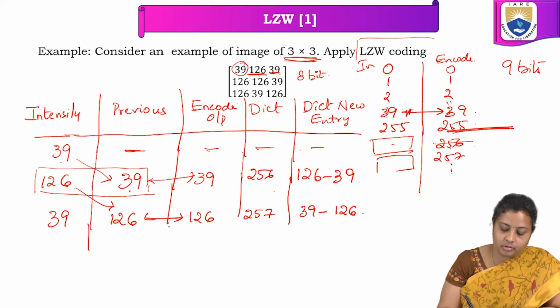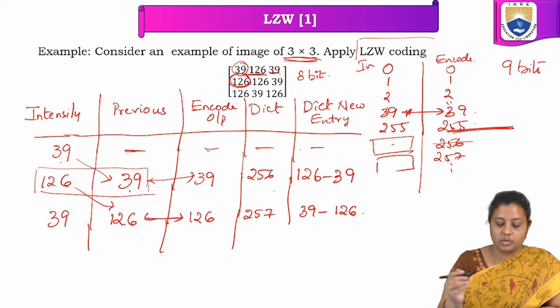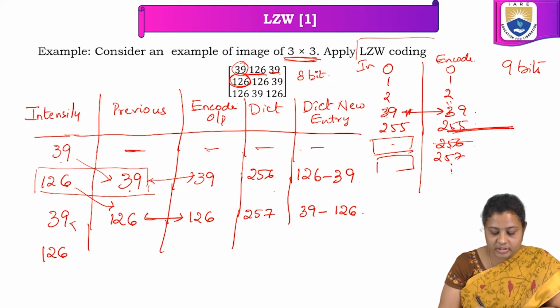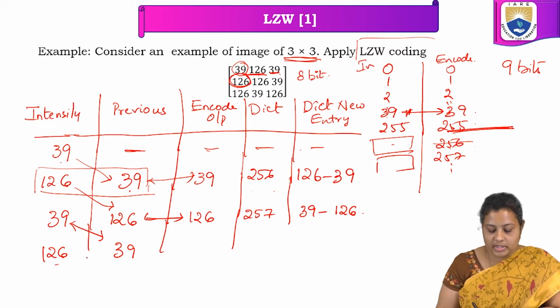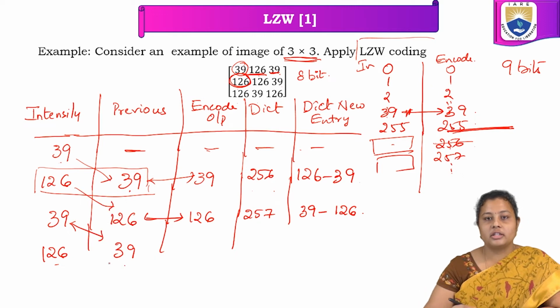Now, let's continue. What is the next intensity value that we have to consider? It is 126. Now, what is my previous intensity value that I have to consider? 39. If you observe here, the 126-39 combination is already existing in our dictionary, because we coded it in the second step here. So, we do not perform any operation. It is left as it is.